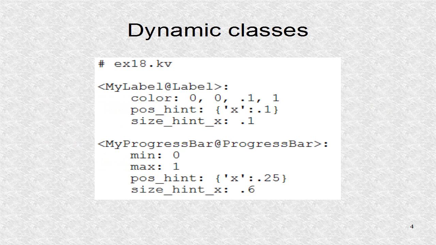In the Kivy file, two dynamic classes are defined. They are myLabel and myProgressBar. The common properties are defined here, such as position and size. It is better only to change here, rather than in all instances.